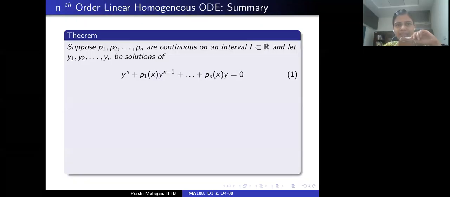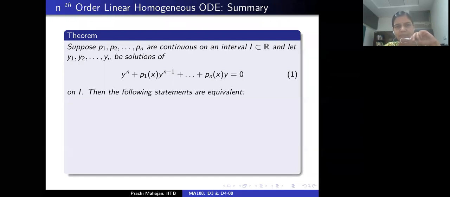So having done this, let's summarize what we learned about the nth order linear homogeneous differential equation. Suppose we are given an nth order linear homogeneous differential equation whose coefficients p1, p2, ..., pn are continuous on the interval I. This equation is in standard format, which means that the coefficient of the highest order term is 1. And suppose that y1, y2, ..., yn are solutions of this differential equation. Then the following statements are all equivalent.